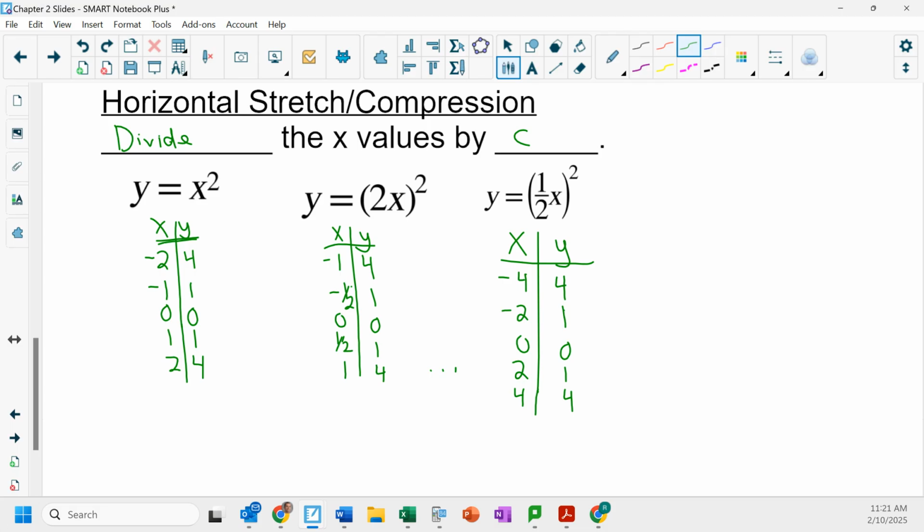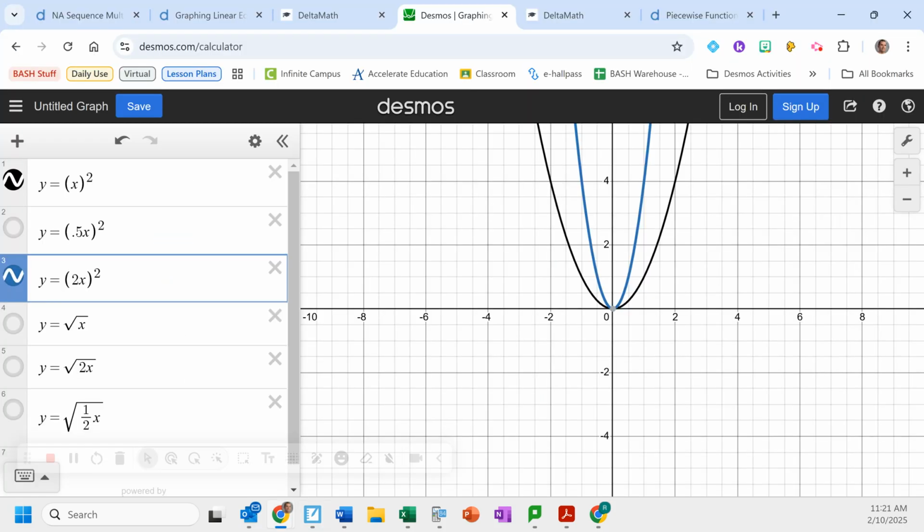And if we take a look at that over here, this actually is going to look like a horizontal stretch. So we took the black parabola and pulled it outwards horizontally. It also looks like a vertical compression, okay? Because if I squared 1/2, I have 1/4 as the a value now. Okay. All right. So that's that.